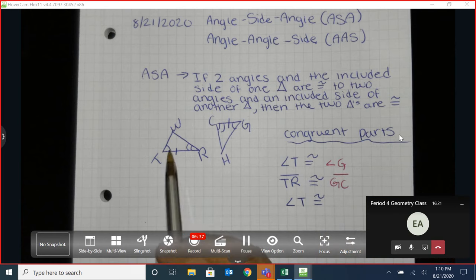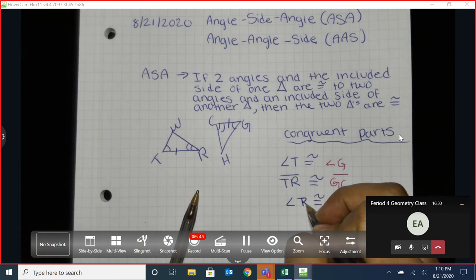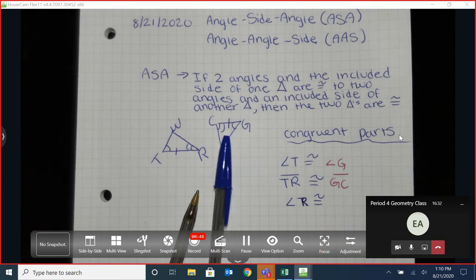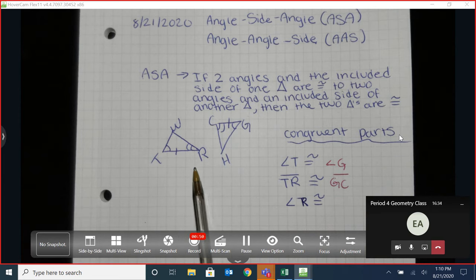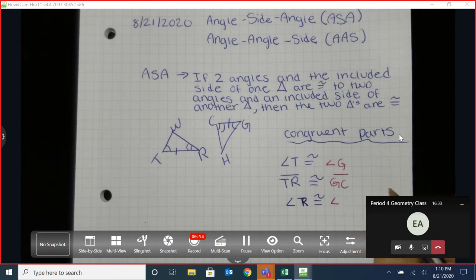And angle T, oops, I put angle T twice. It's supposed to be angle R. This is angle R. Now tell me, what is angle R congruent to? Angle C. Thank you, angle C.